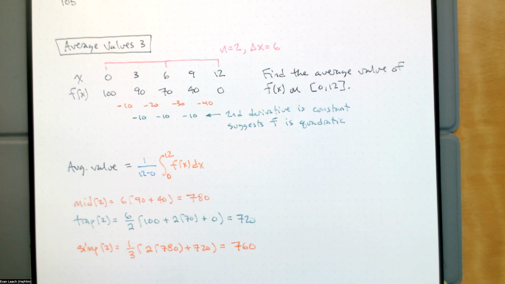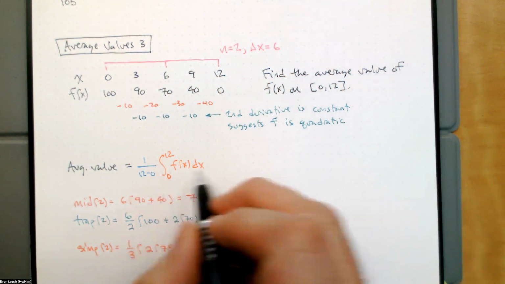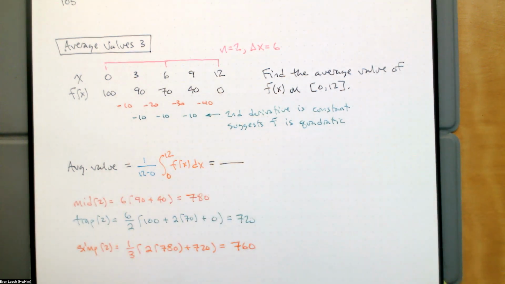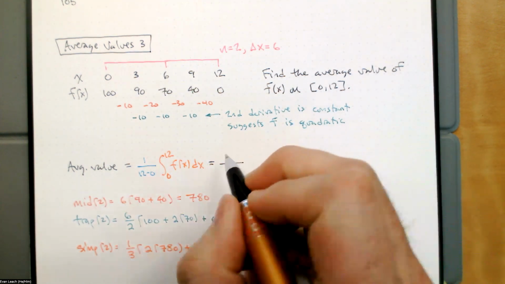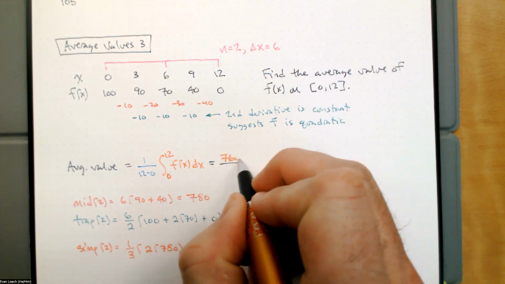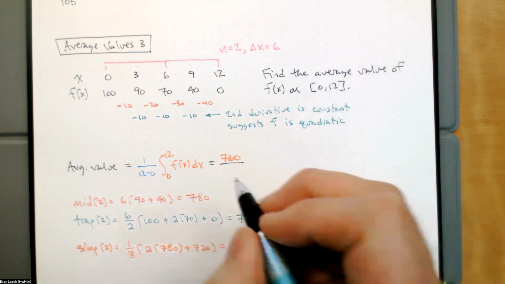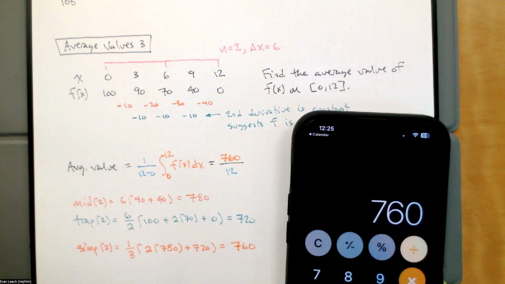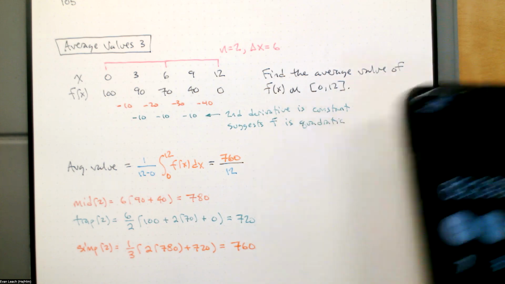With the given information, this is our best approximation of the definite integral from 0 to 12 of f of x dx. Now, if I want the average value, I just take my definite integral, which is 760, and divide by 12. That's 63 1/3.